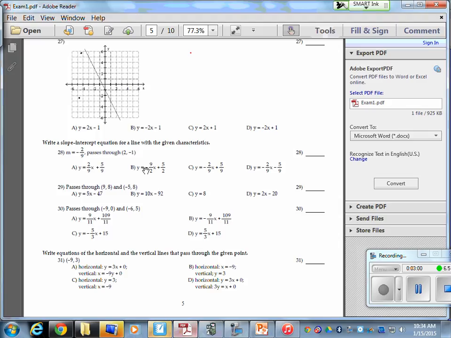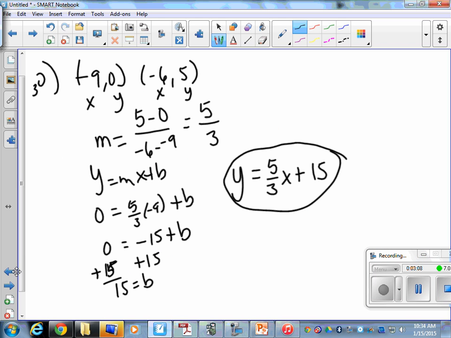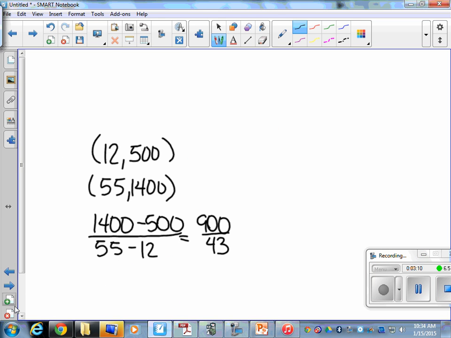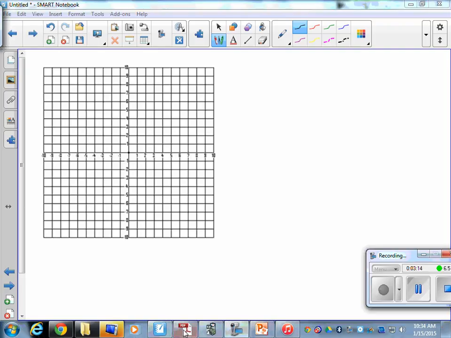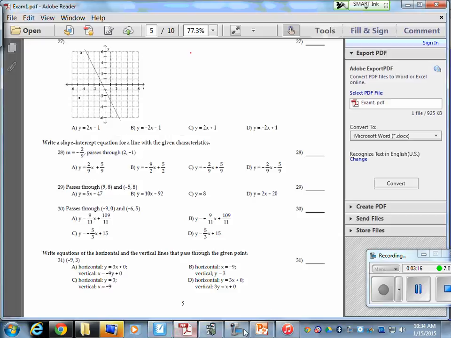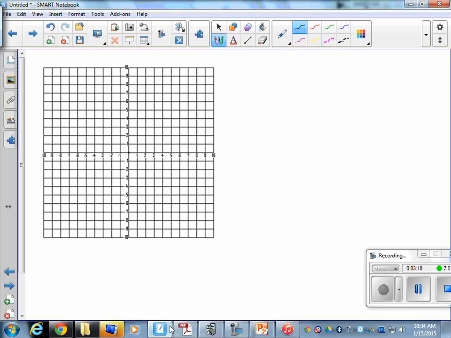31, write the equation of the horizontal and the vertical lines that pass through the given point. It needs to go through (-9, 3). Well, if you'll think about a graph, a grid, let me add a graph right quick. All right, I want it to go through the point (-9, 3). So here's the point (-9, 3) right here. And they want to know what's the equation of the vertical line that goes through that point and the horizontal line that goes through that point.